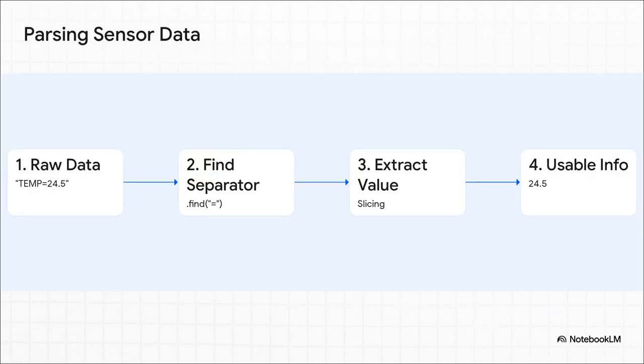It's called parsing. Imagine you've got a sensor, and it sends back this little text message. To the computer, temp equals 24.5 is just gibberish, right? It's just a string of characters. But with what we now know, we can tell it to find that equal sign, slice out everything after it, and boom, turn it into a number. We've just turned meaningless text into real information.